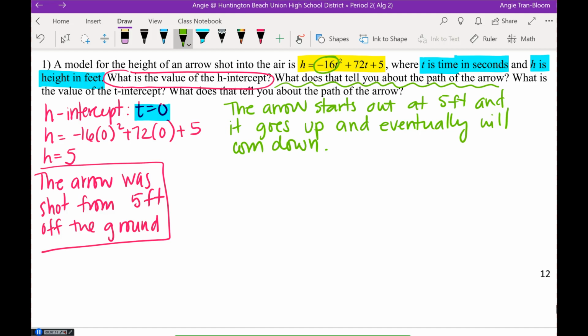Now next, it says, what is the value of the T intercept? How do we find that? Plug in H equals 0. Remember, we're no longer using X and Y because we're in an application, so we have to use applicable variables. Okay, so here we go. 0 equals negative 16 t squared plus 72 times t plus 5. How do we find the t-intercept? How do we solve for t?